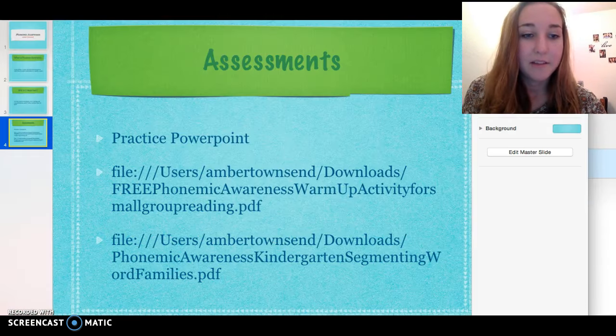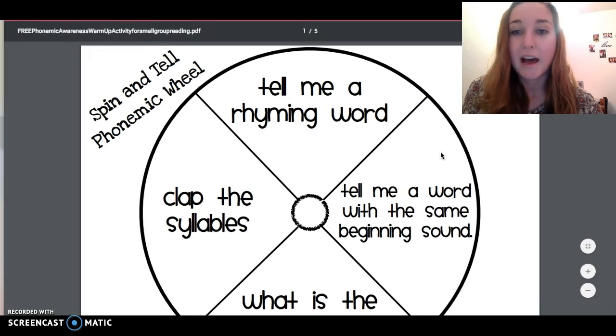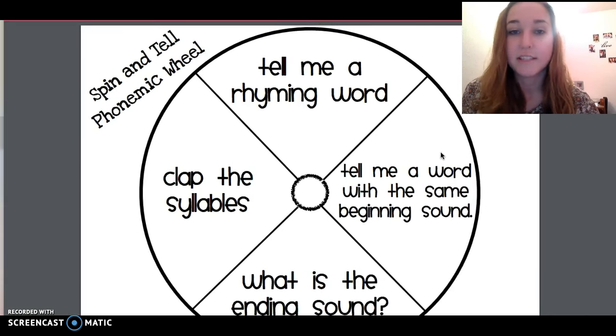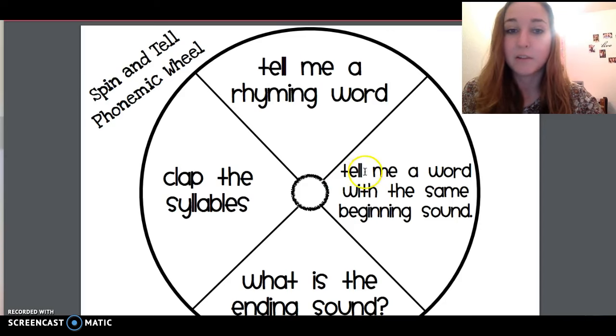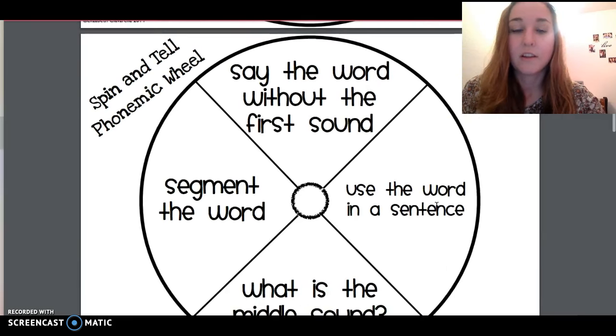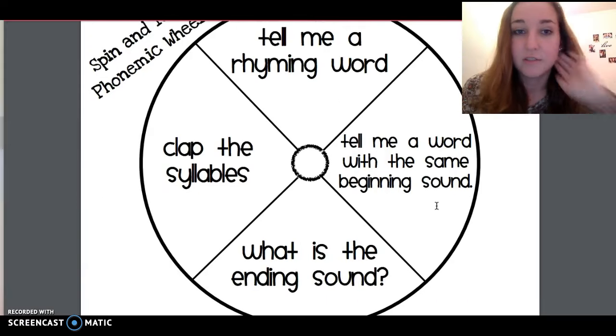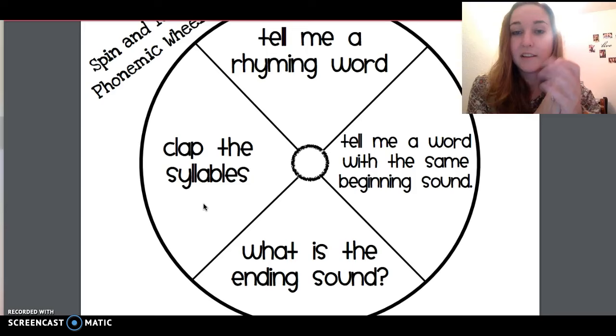Then I found other things. For this one, you could use this as a wheel and put something in the middle and spin it, and you would pick a card that you have. If I had a card that said cat, and the student picked the card cat, and they spun this wheel, it would land on one of these different things, and there's more down here. If it landed on clap the syllables, you would just go cat.